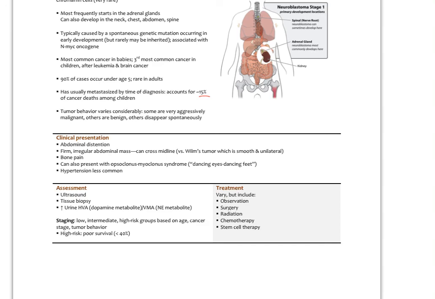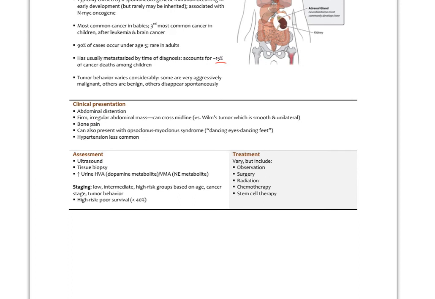The typical assessment, if you suspect this in a newborn, would be to do an ultrasound, followed by tissue biopsy, and then urine measurement of the dopamine metabolites and then the norepinephrine metabolites. And then it can be staged into low, intermediate, and high risk groups based on age, the cancer stage, and the tumor behavior. The high risk stages have very poor survival rates of less than 40% at 5 years. The treatments vary. Sometimes the lower stage tumors can just be observed. You can use surgery to remove, radiation therapy, there's chemotherapy, and now stem cell therapies are being investigated.